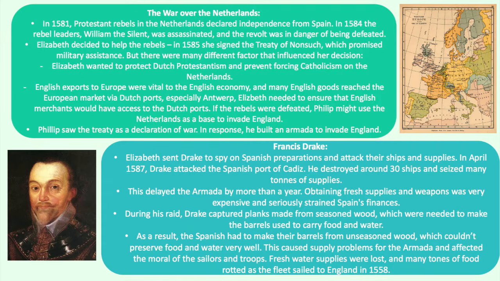During the raid, Drake captured planks made from seasoned wood, which were needed to make barrels to carry food and water. As a result, the Spanish could only make their barrels from unseasoned wood, which couldn't preserve food or water very well. This caused supply problems for the Armada and affected the morale of Spanish troops and sailors. Fresh water supplies were lost and many tons of food rotted as the fleet sailed to England in 1588.